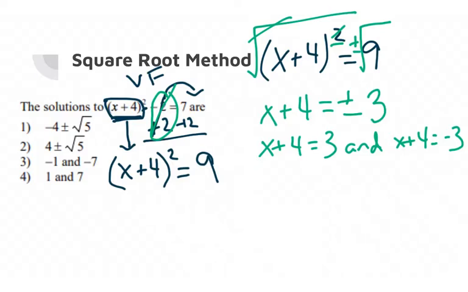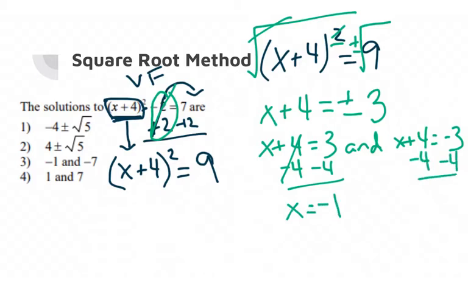Now I'm going to solve. So here I'm going to subtract 4 on both sides. X equals negative 1. And here, again, I'm going to subtract 4 on both sides. Nothing changed about this x plus 4 side, right? That's identical. The only thing that changed was the 3 and negative 3. All right, so now 4 minus 4 cancels out. Negative 3 minus 4 is negative 7.